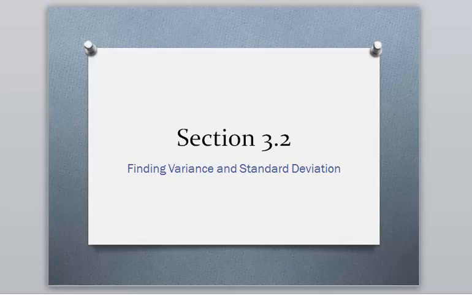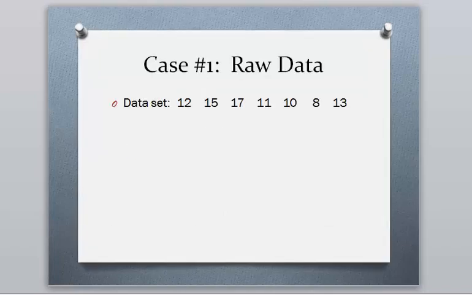Okay, so I wanted to look at section 3.2 and look at an example for finding variance and standard deviation. Remember that we have two different types of problems that you're going to see in this section. The first type is referred to as raw data, which means that we have the actual numbers in the data set and we're being asked to find variance and standard deviation. So we have an example that has the values 12, 15, 17, 11, 10, 8, and 13.